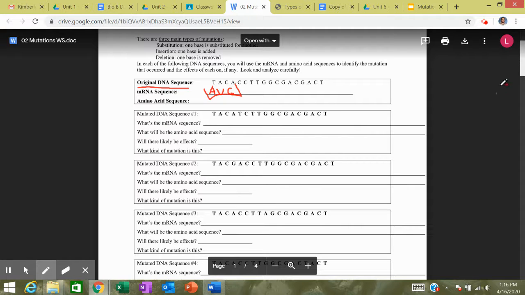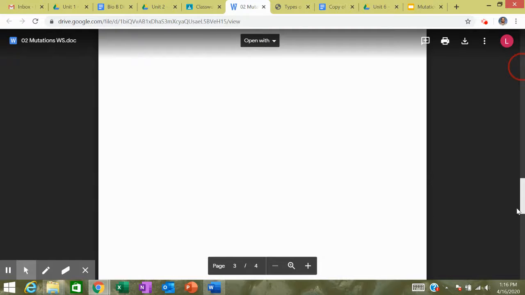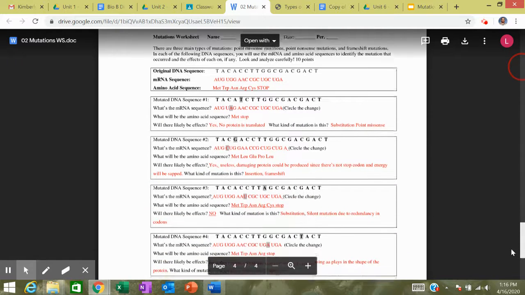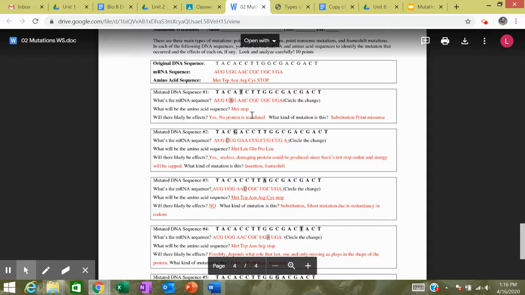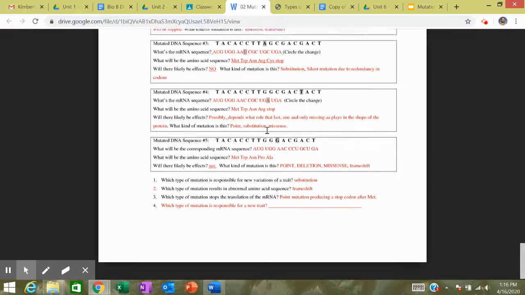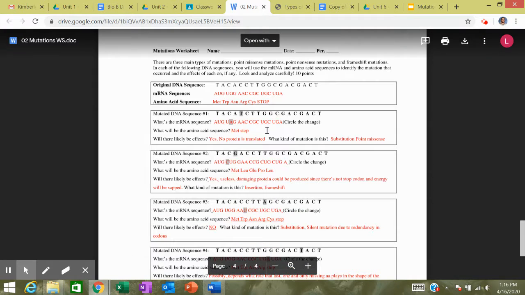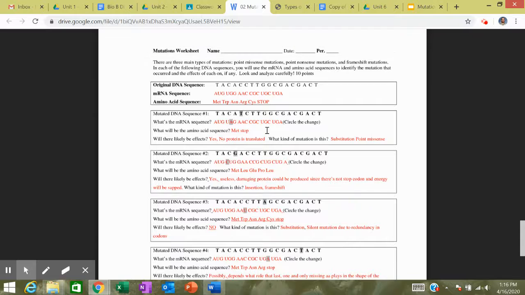I do have the answer key to this assignment linked below. If you scroll all the way down, it's right there for you. The reason for this, guys, is that I want you to be able to see what mistakes you're making and learn from them. So in our case, AUG, which we did, codes for MET, M-E-T.